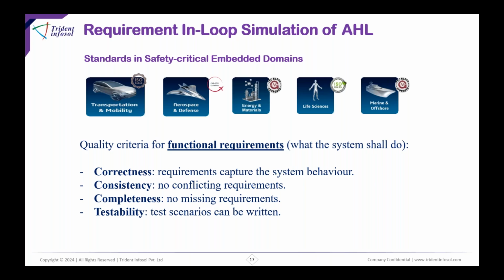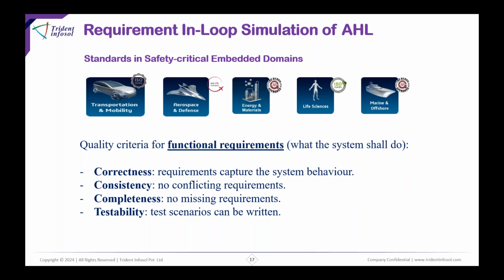That is what the system must do to operate as expected. So here we mainly have 4 quality criteria. Correctness: requirements must accurately capture the system's intended behavior. This ensures that what is specified matches how the system will operate. Next we have a criterion called consistency. There should be no conflicting requirements. All requirements must align without any collision to avoid confusion and design flaws.